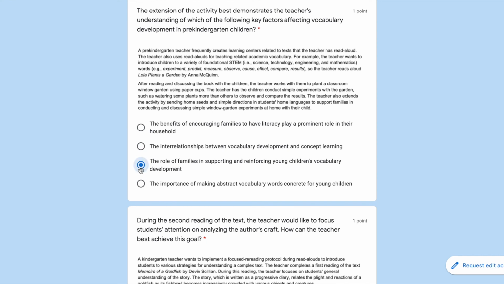Letter C is best, everyone. That's because young children are more likely to use new words and incorporate them into their everyday vocabulary if the words are used and reinforced in the home as well as in school. Now, by sending home materials and instructions for creating a window garden, the teacher is helping to create a context in which the use of new vocabulary can be extended to the home.